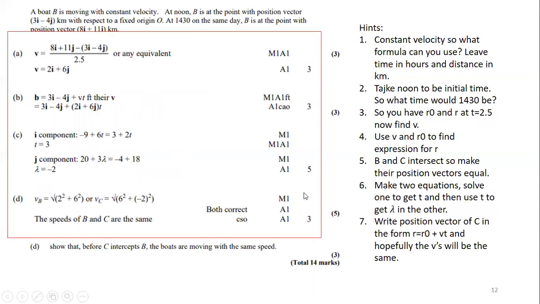So on the board, you should see that one was 2, 6, and the other one was 6, minus 2, which when you square them gives you the same answer. So the speeds are the same.